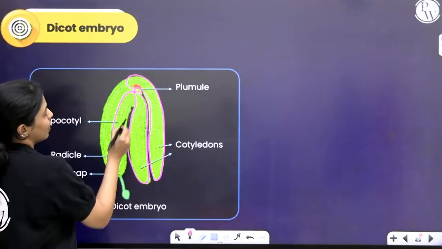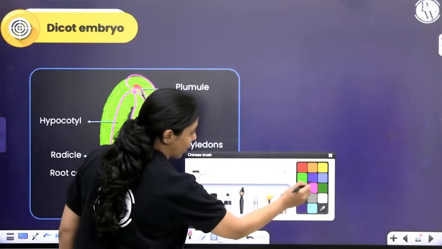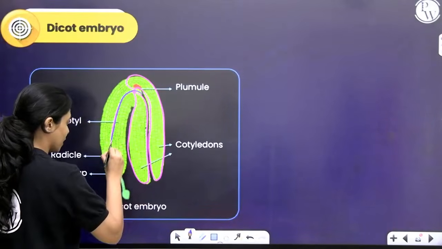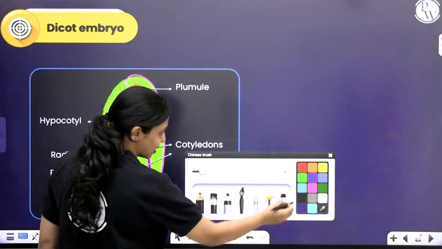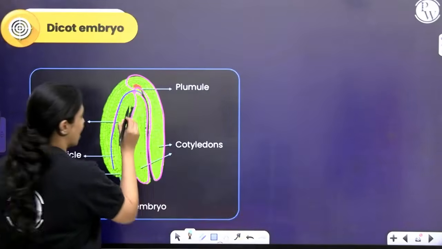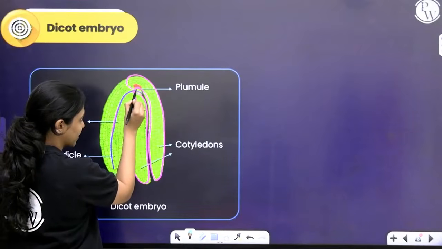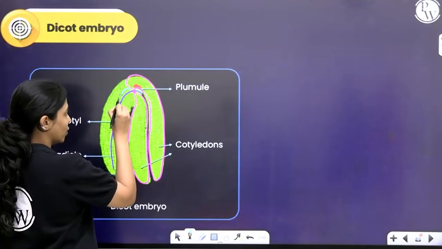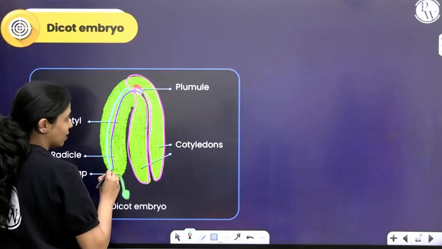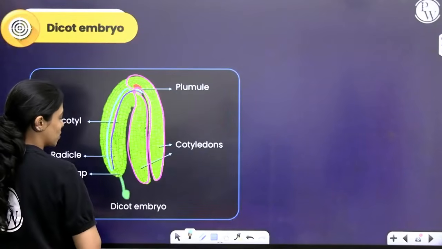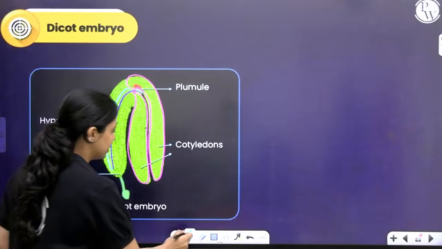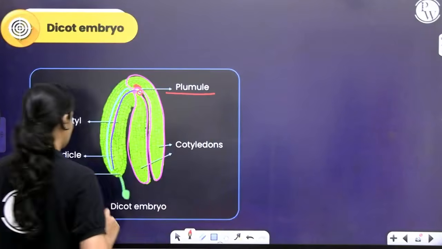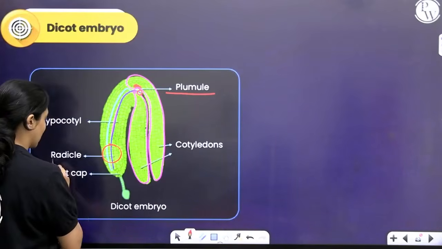right? I'll draw the axis in blue color. The part of the axis that is present above this point of attachment is called the epicotyl. The part of the axis that is present below the point of attachment is called the hypocotyl. The tip of the epicotyl is called the plumule. The tip of the hypocotyl is called the radicle.